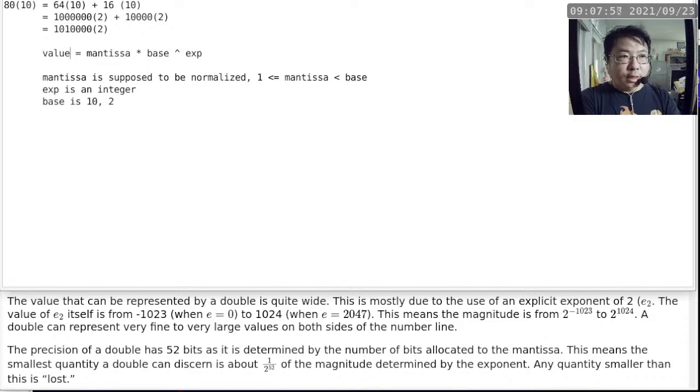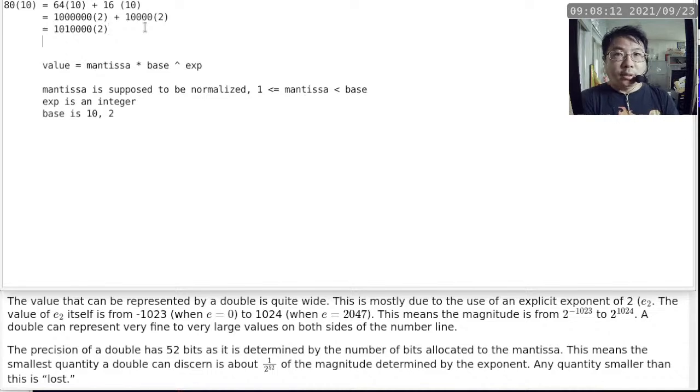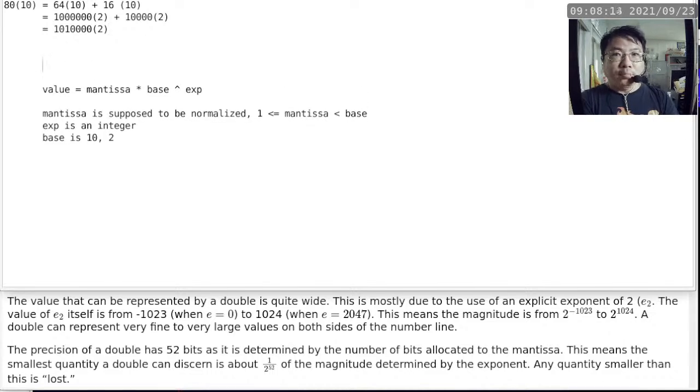Alright, so it looks like we don't have any further questions. So now we're going to look at this number here and ask, how do we do this in scientific notation? Of course, the first question is, which base are we talking about? So let's deal with the easy one first, in base 10. I'm going to just use SCI for scientific notation of 80, which is already in base 10.